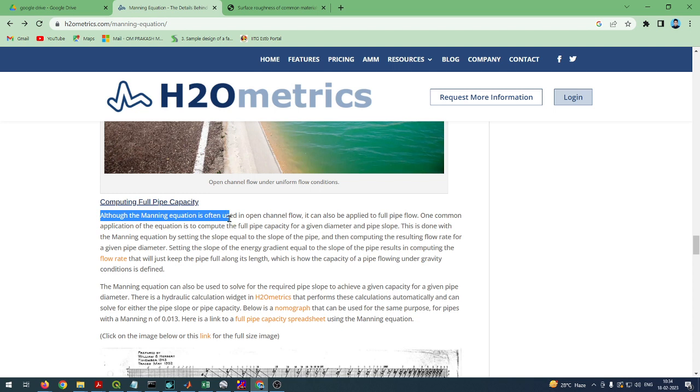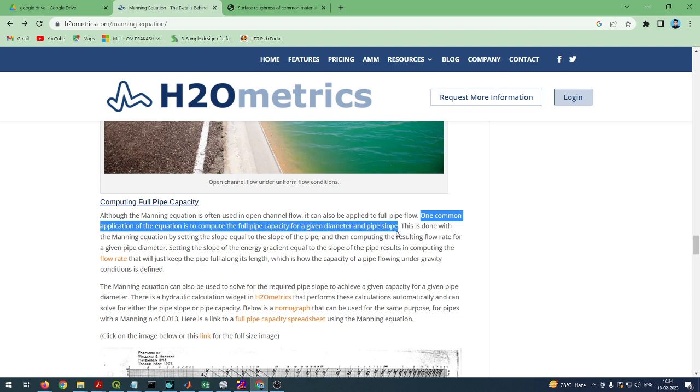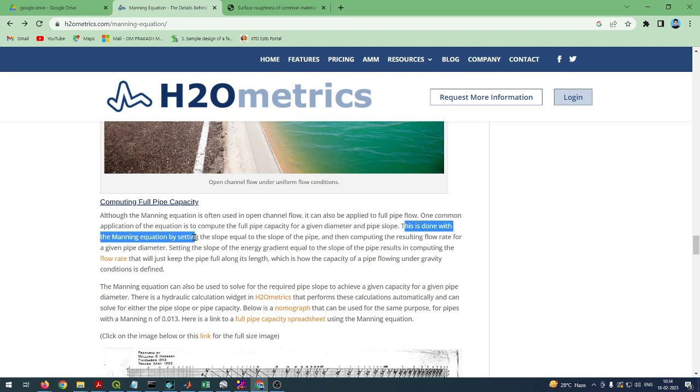Although the Manning equation is often used for open channels, it can also be applied to full pipe flow. One common application of the equation is to compute the full pipe capacity for a given diameter and slope of the pipe. This is done with the Manning equation by setting the slope equal to the slope of the pipe, and then computing the resulting flow rate for the given diameter pipe.